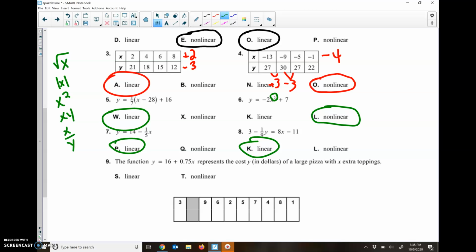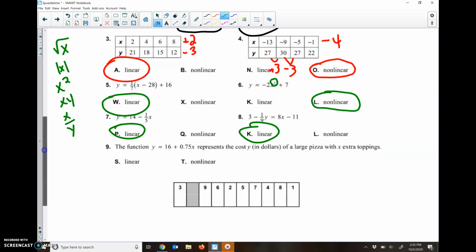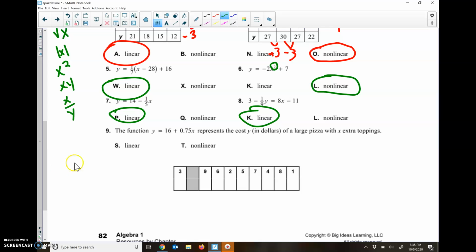9, the function y equals 16 plus 0.75x represents the cost in dollars of a large pizza with extra toppings. Is that linear or nonlinear? Again, looking at this equation, none of that weird stuff there, so it is linear as well.